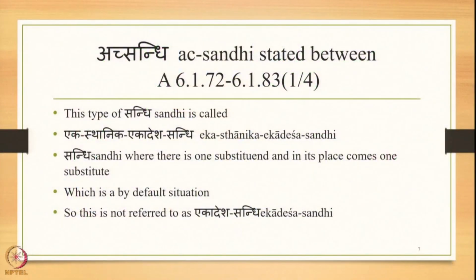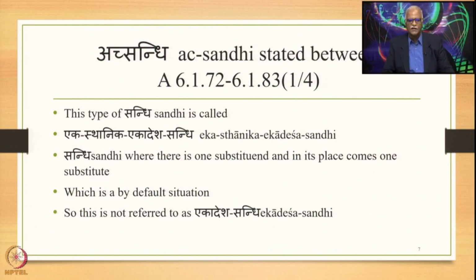Now, the ach sandhi stated between 6.1.72 to 6.1.83 is of a peculiar kind. This type of sandhi is called ekasthanika ekadesha sandhi. What it means is that this is a sandhi where there is one substituent and in its place comes one substitute. There is one substituent and one substitute, which is a by default situation, and so this is not particularly referred to as ekadesha sandhi even though the substitute is one.